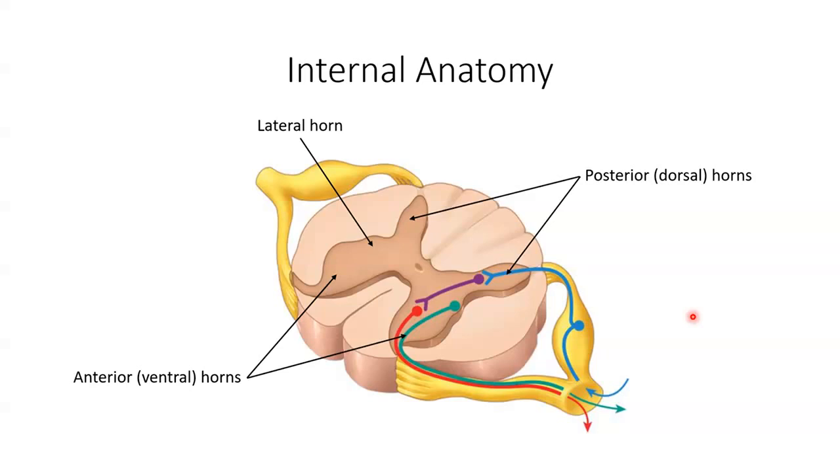And the lateral grey horn contains autonomic motor nuclei. So these are clusters of cell bodies of autonomic motor neurons that regulate the activity of cardiac muscle, smooth muscle, and glands. So those effectors that we can't consciously control.